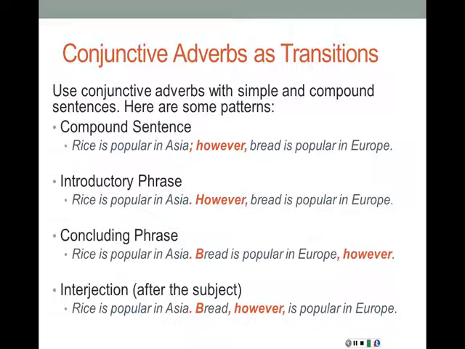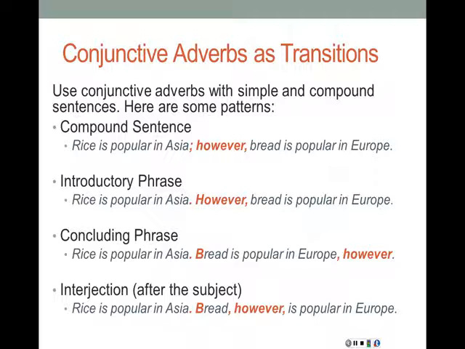2. Introductory phrases. Rice is popular in Asia. However, comma, bread is popular in Europe. We can use the conjunctive adverb as an introductory phrase, but we need to use a comma to separate it from the main sentence. Notice that the two sentences are not combined. 3. Concluding phrases. Rice is popular in Asia. Bread is popular in Europe, comma, however. We can use a conjunctive adverb as a concluding phrase, also separated from the main sentence with a comma. And notice again, the sentences are not combined.